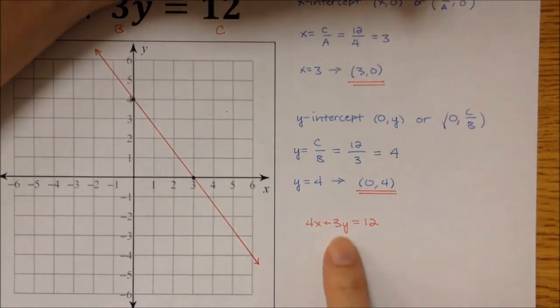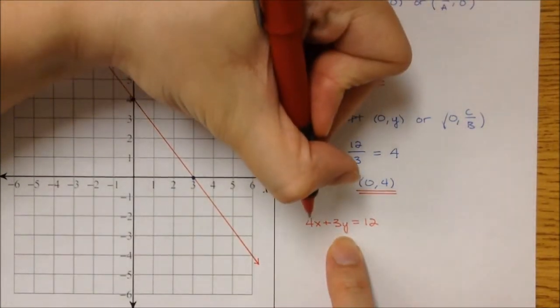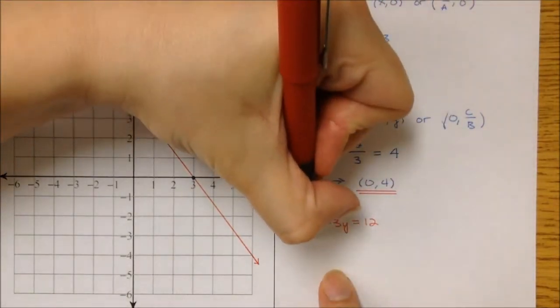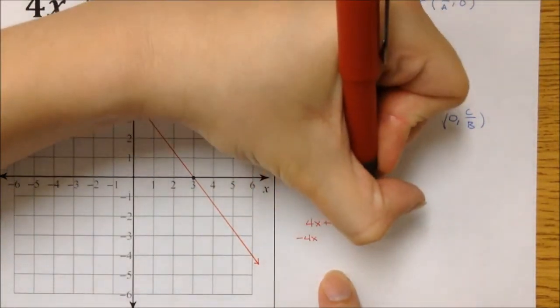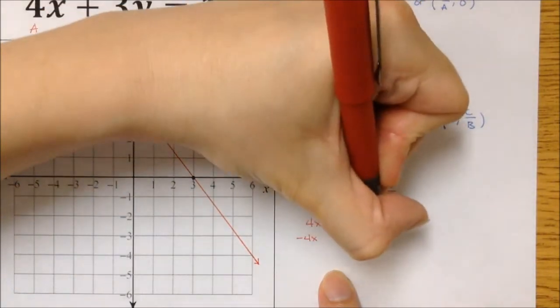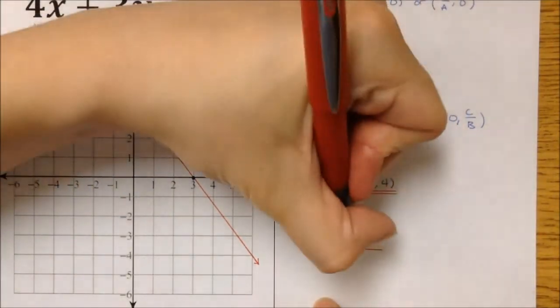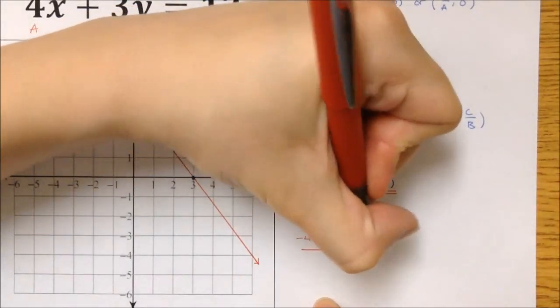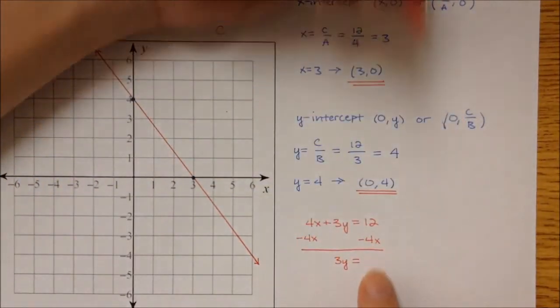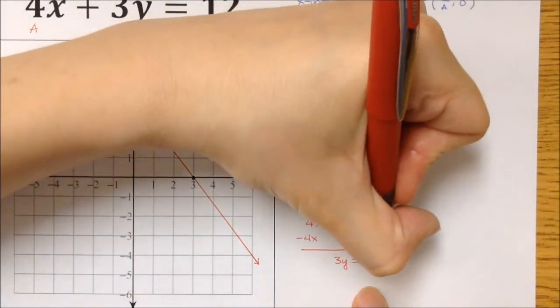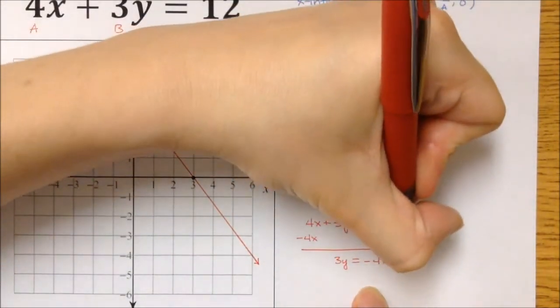Alright, I want to get 3y by itself, so I need to get rid of the 4x. So what's opposite of positive 4x is minus 4x on the left side, minus 4x on the right side. So the 4x cancel out on the left, so I'm going to have 3y on the left side equal, again, number, variable, just going to write it out. Negative 4x plus 12.